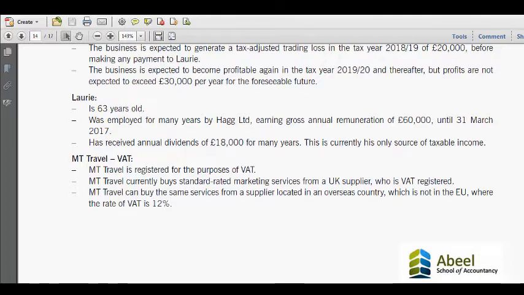Now let's discuss what it says. Empty Travel is registered for the purpose of VAT. Empty Travel currently buys standard rated marketing services from a UK supplier who is VAT registered. Empty Travel can buy the same services from a supplier located in an overseas country which is not in the EU, where the rate of VAT is 12%.